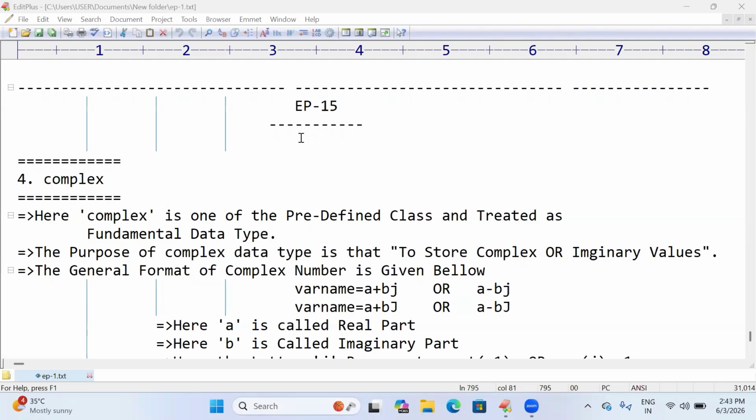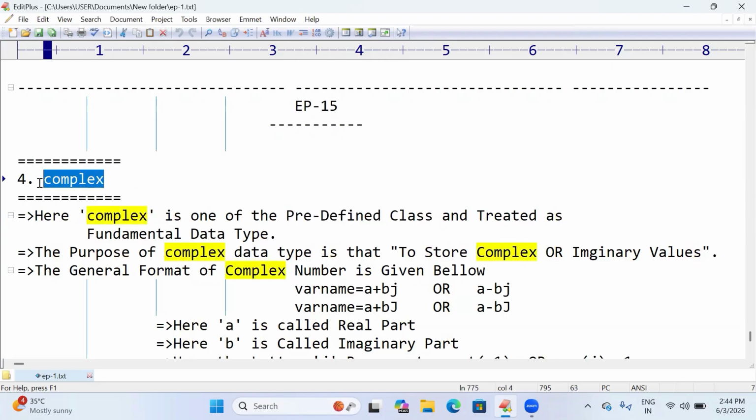In yesterday's episode, we discussed the bool data type. In today's episode, we are going to discuss the complex data type. So see here, same point, complex data type is one of the predefined classes. In Python, each and every data type is a predefined class and it has some category.